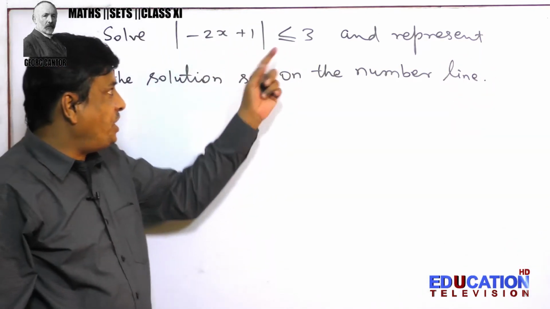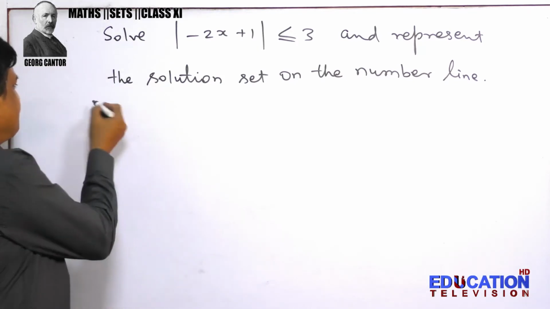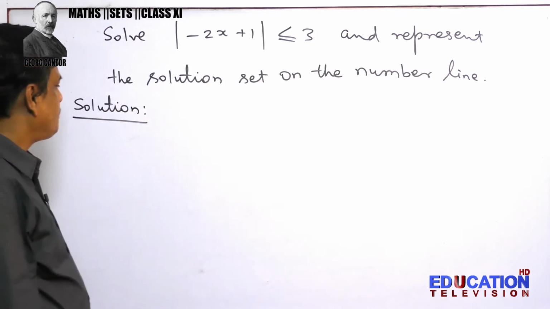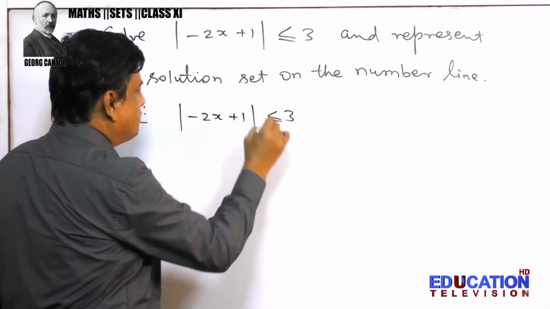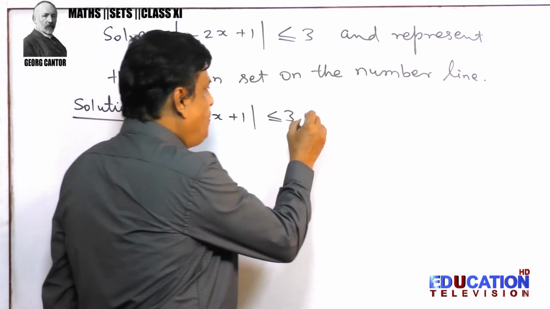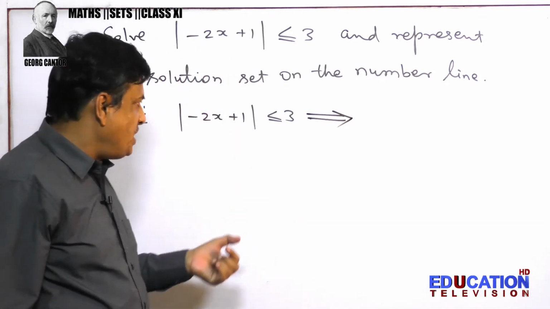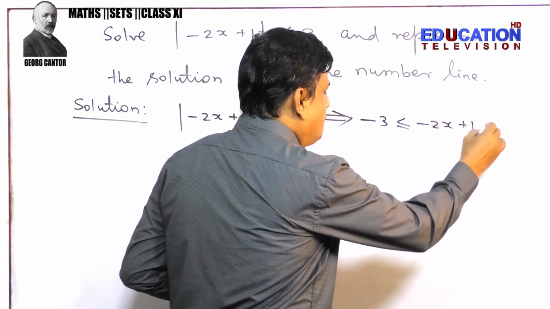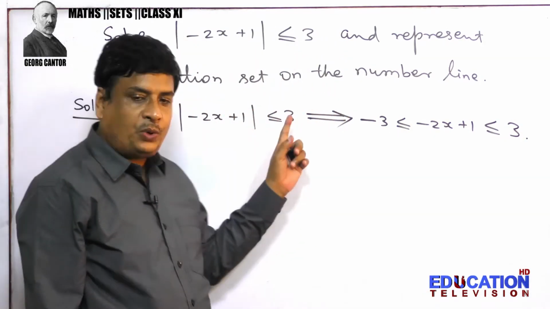First solve this inequality and then represent the solution set on the number line. Modulus minus 2x plus 1 is less or equal to 3 implies the number that is written in the modulus is greater or equal to minus 3, less or equal to plus 3, by the property we just wrote.